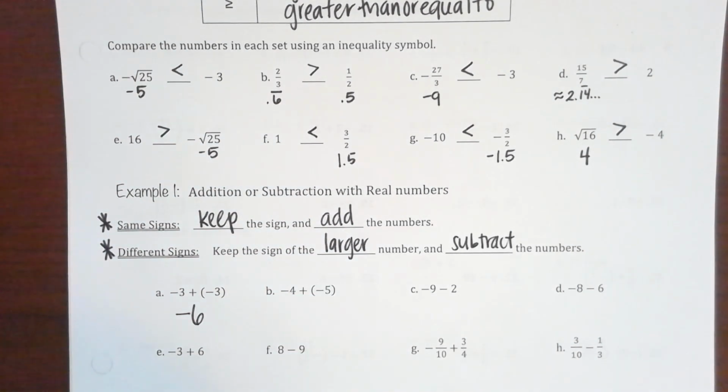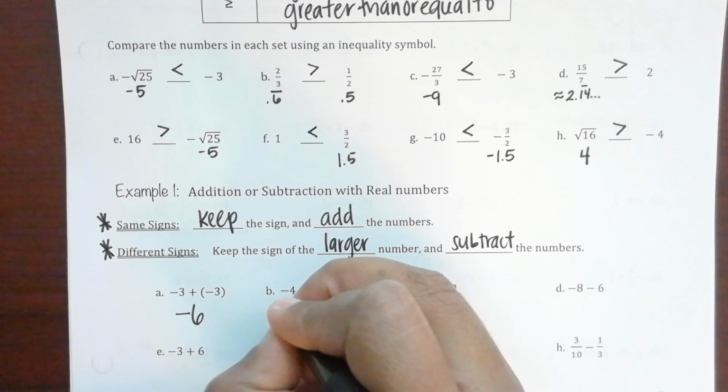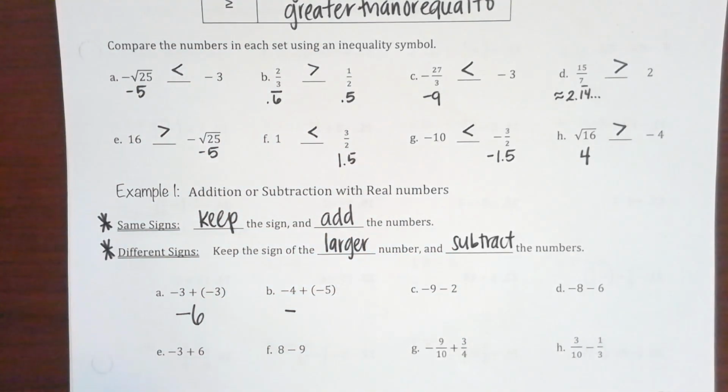Any questions there? Look at letter B. Do they have the same sign or different signs? Because they're both what? Negative. So what should my final answer be? Negative. And then what's 4 plus 5?